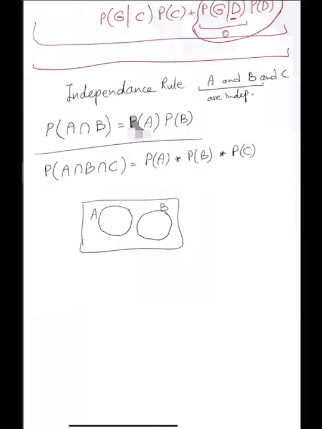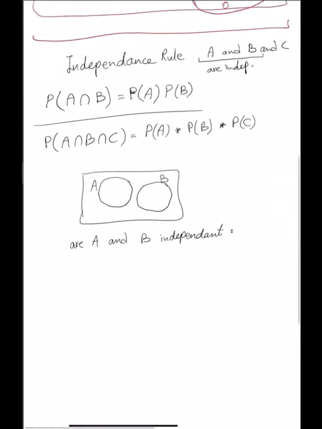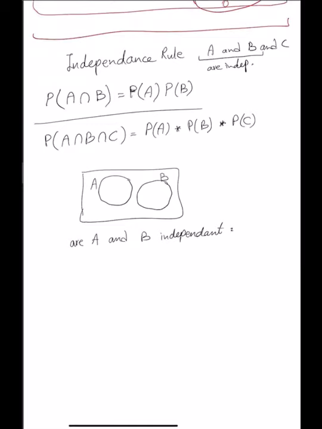Are A and B independent in this example? Meaning that knowing the probability of one of them happening does not affect the probability of the other one happening or not. I think no. Yes or no? No, because they are mutually exclusive. Yes, they are mutually exclusive, meaning that they have no intersection, but they are not independent. Independent would mean that if I know A has happened, it has nothing to do with the probability of B happening or not.